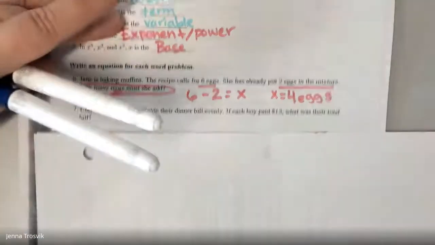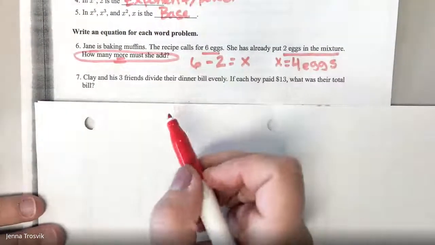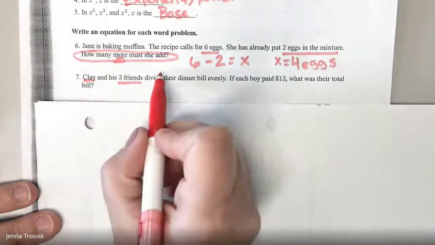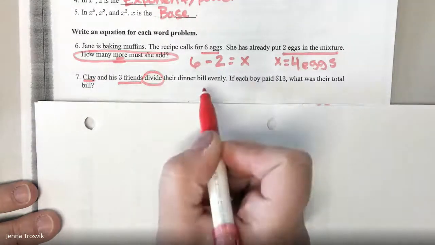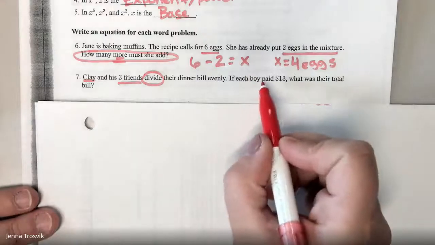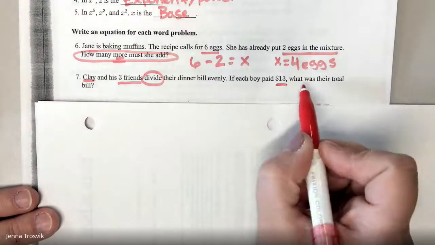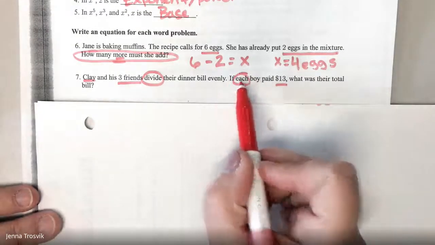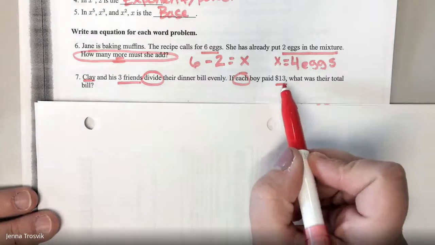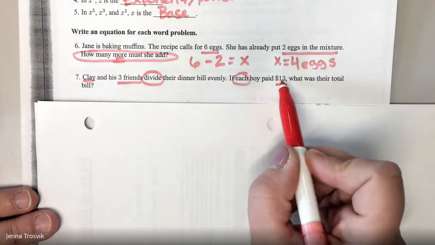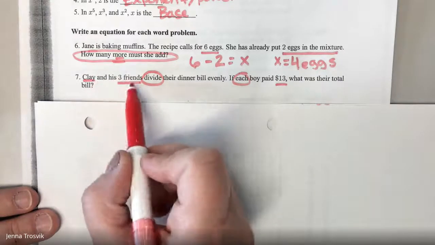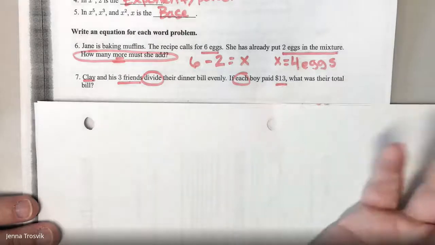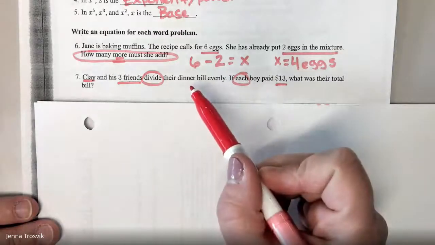Okay, number 7. Clay and his 3 friends divide their dinner bill evenly. So we have Clay and his 3 friends. They already give us a clue word, divided their dinner bill evenly. If each boy paid $13, what was their total bill? So for this one, we have a couple clue words: each and divide. We already know each boy paid $13 and we had a total of 4 people who paid, so we should be able to solve for what their bill originally was.